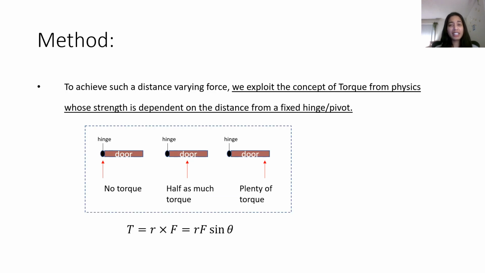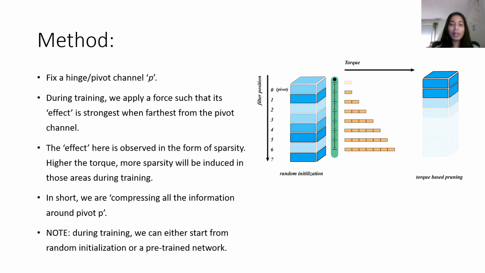To achieve such a distance-varying force, we exploit the concept of torque from physics, whose strength is dependent on the distance from a fixed hinge or a pivot. As you can see from the diagram below, we have the hinge and we have the door attached to the hinge. When we apply force directly on the hinge, there is no torque. However, as the distance of a force increases from the hinge, we see the amount of torque also increases. We now use this method in our pruning technique.